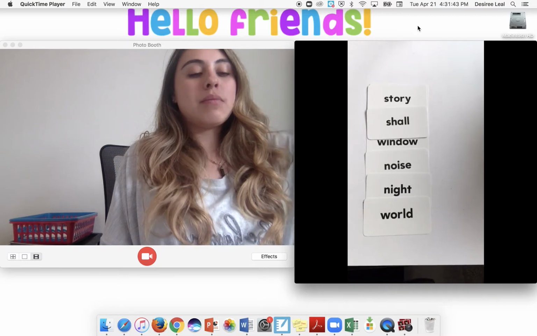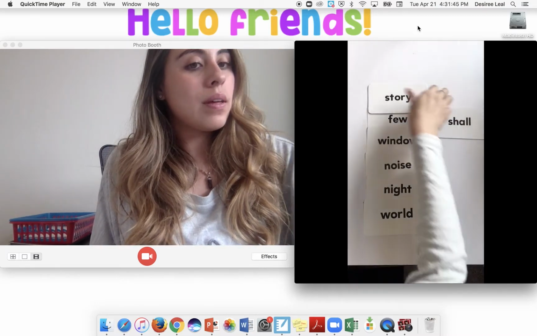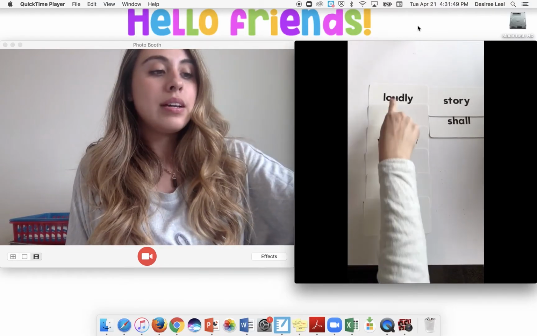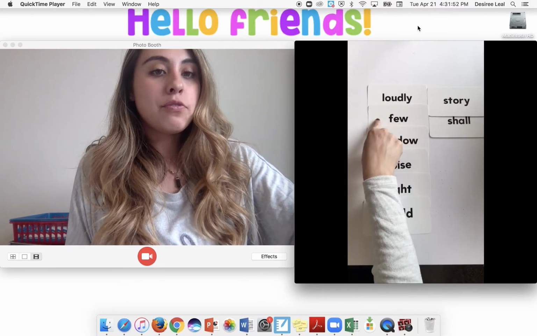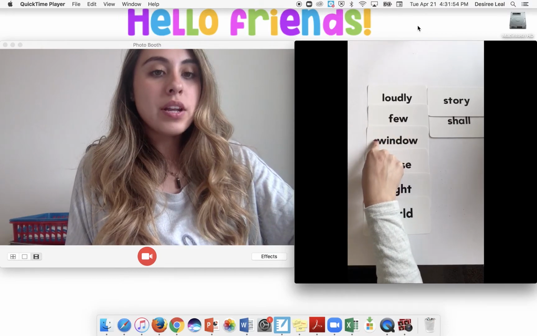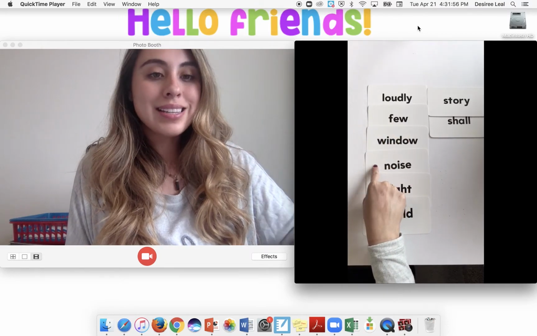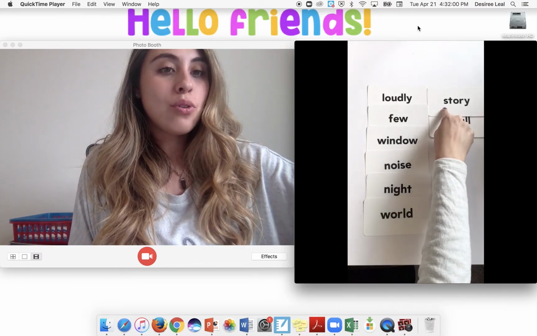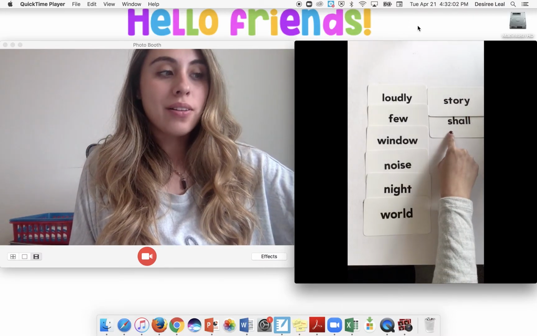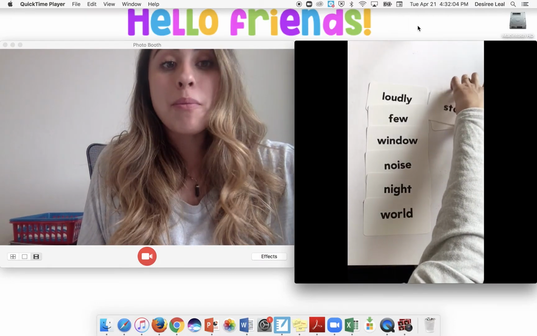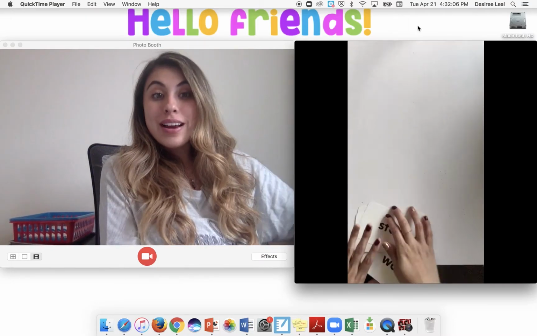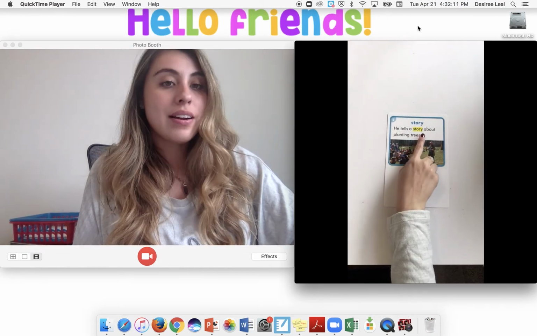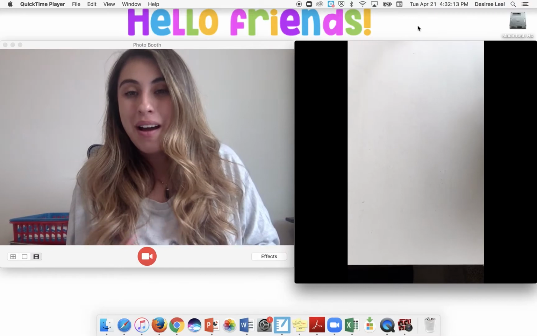So let me go ahead and try fitting these all in here. Ooh, not zoom in, but zoom out. And we're going to go over them one more time. I'm going to point and you are going to say ready and go. Loudly, few, window, noise, night, world, story, and shall. Okay, so these are really important to remember because when I'm reading the story, they're going to be highlighted in yellow, just like they are highlighted here, and you're going to be reading them for me, okay?